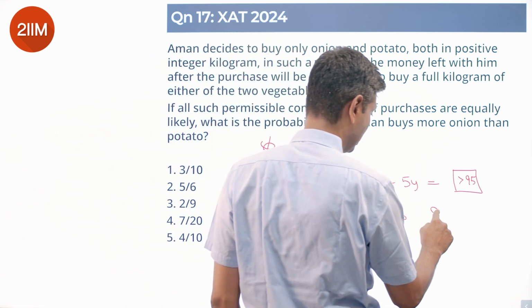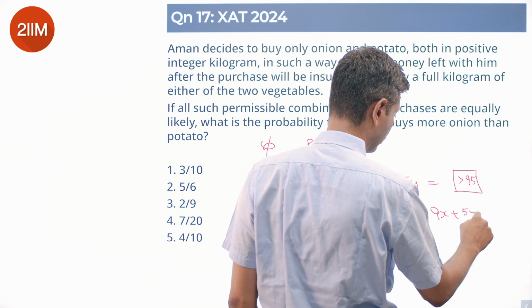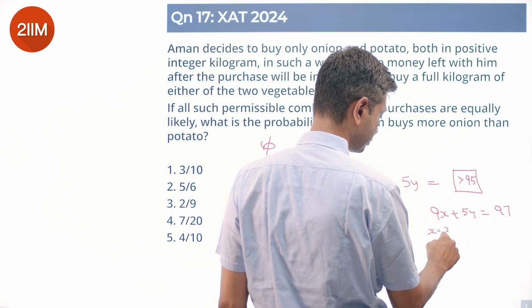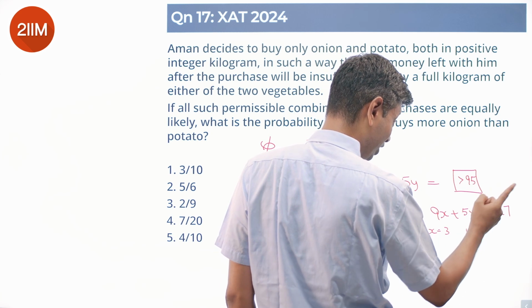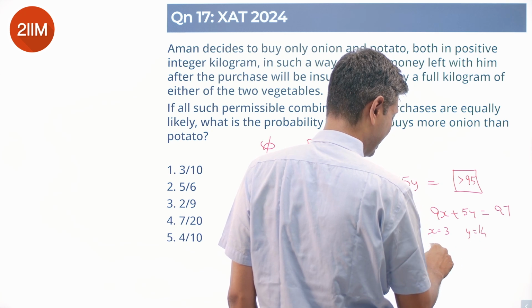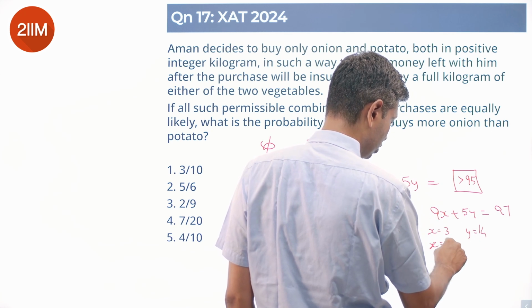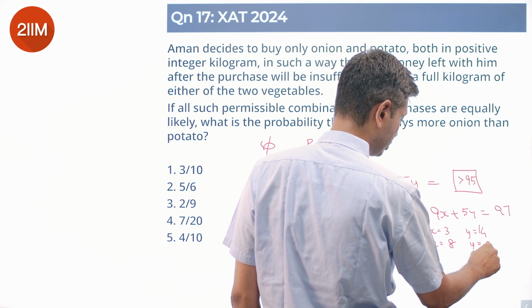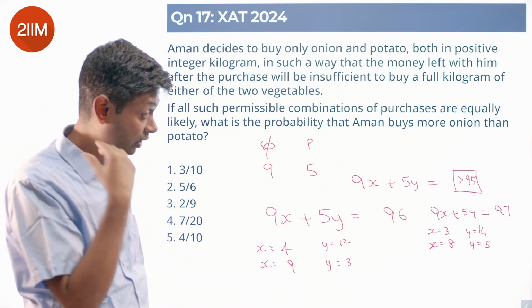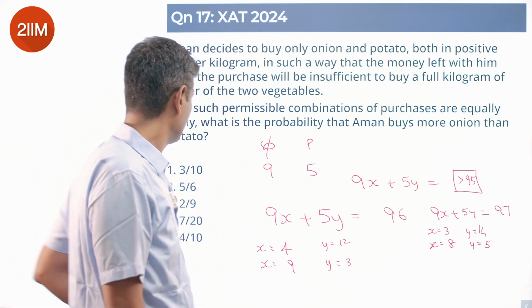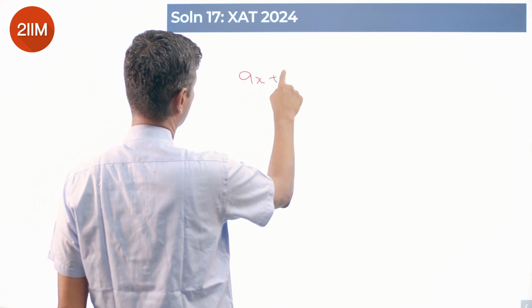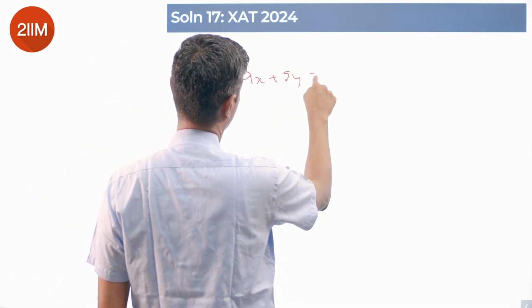Let's attack this. 9x plus 5y equals 97. 9 into 3 is 27. So 5y is 70, y is 14. I could add 5 to this, subtract 9 from this, 8, 5 will also work. 9 into 8, 72, 5 into 5, 25, that works. Nice. So let's do this. Now we've got the template. 9x plus 5y equals 98.